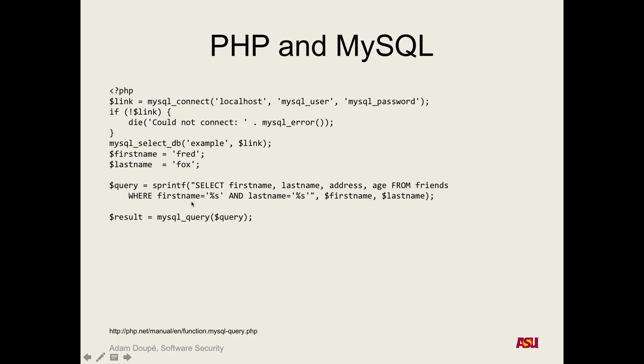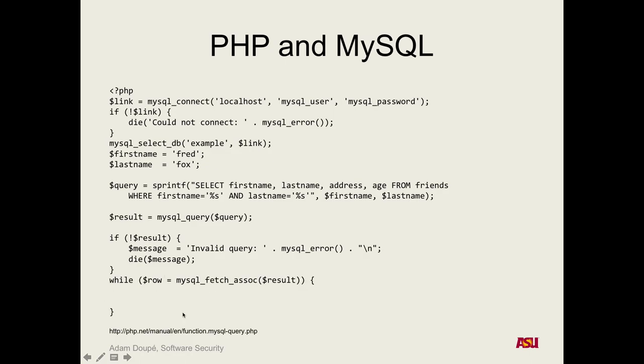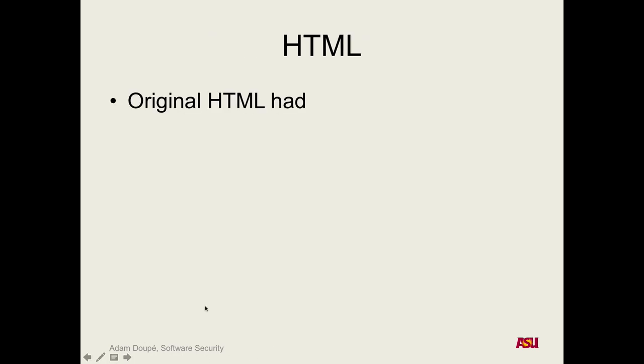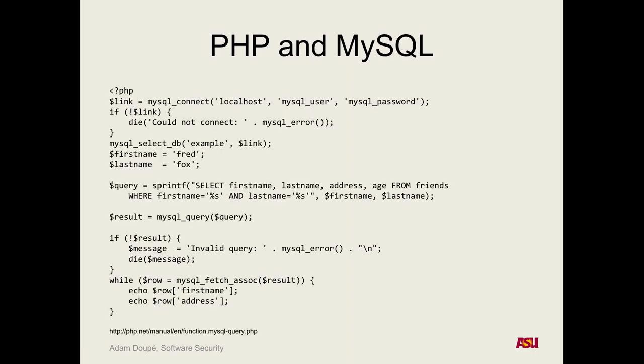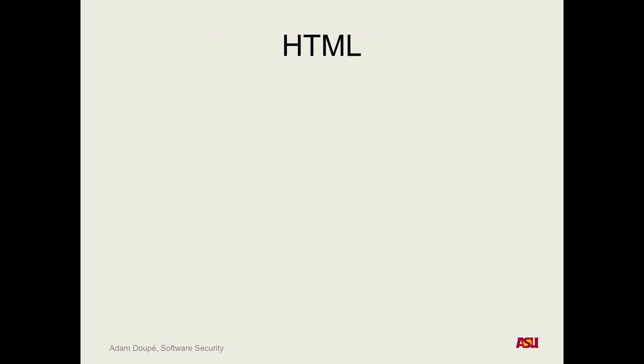Then we can query that result, and then we can say, hey, if we didn't get anything, that means something went wrong. Otherwise, loop over all the rows that are returned from this result and output the first name and the address here. So, okay, so crash course in SQL.